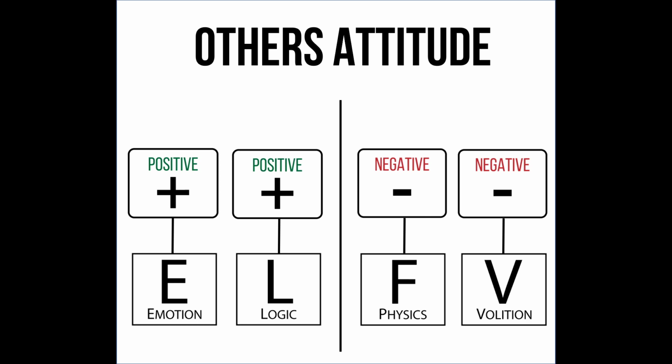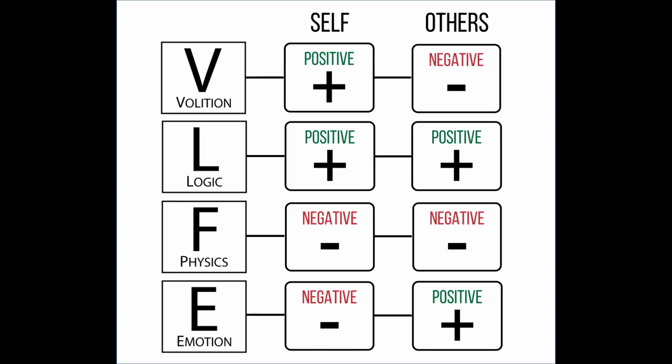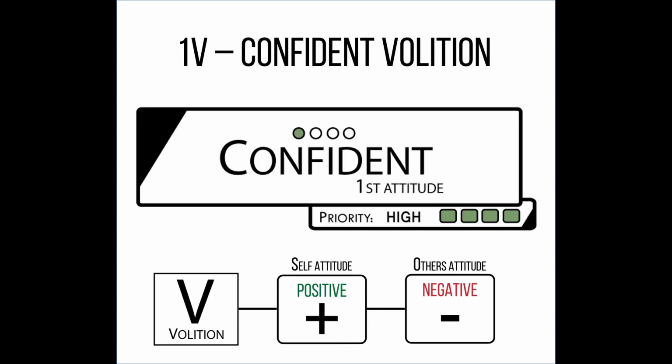So how this looks broken down is like so. Your VLFE: volition is positive and negative for the first. Logic is both positive and positive. Physics is negative and negative. Well, that's a very interesting one. And then emotions is negative and positive. So let's break these down one by one. So we've got confident volition. We call this the confident attitude. So what does this mean?